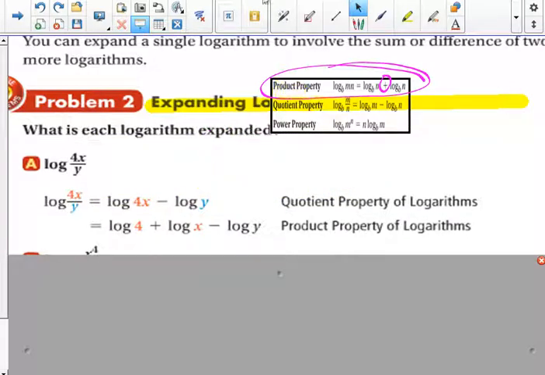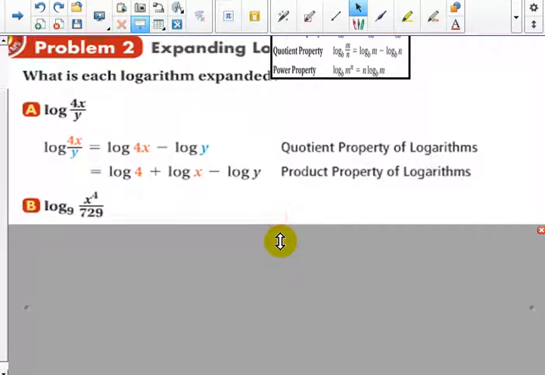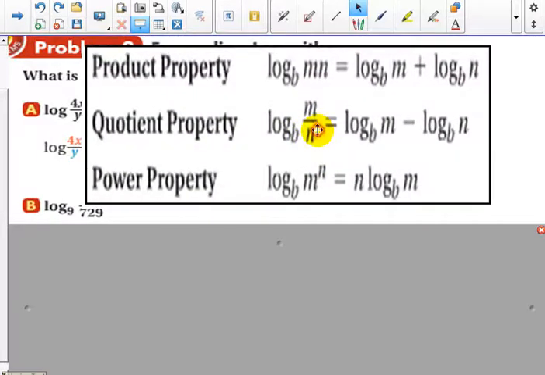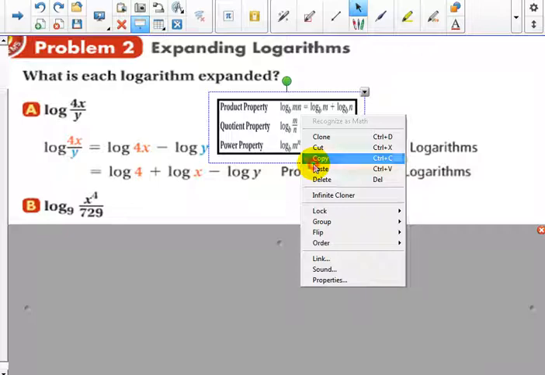Okay, one more here. So now we have log base 9 of x to the 4th divided by 729. So that's a division, or quotient property. So how are we going to rewrite that? Addition or subtraction? Subtraction, thank you. All right, so here's the way I remember this.